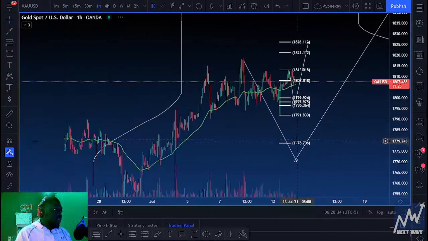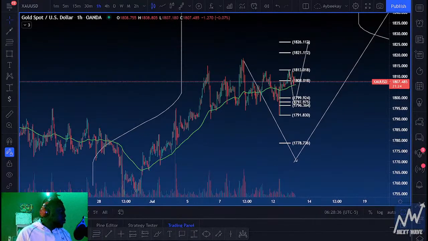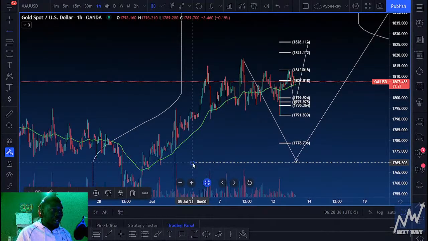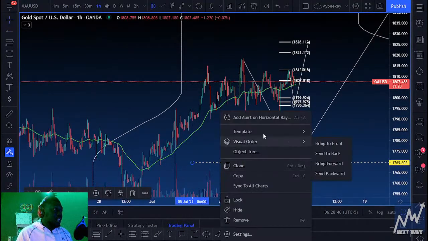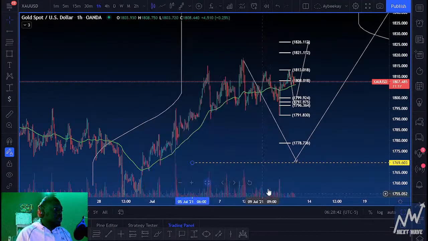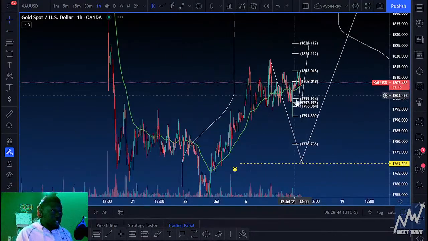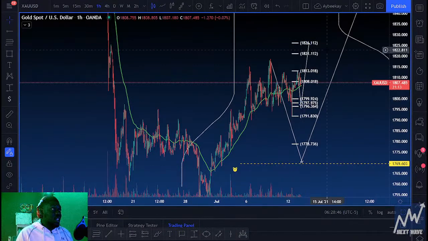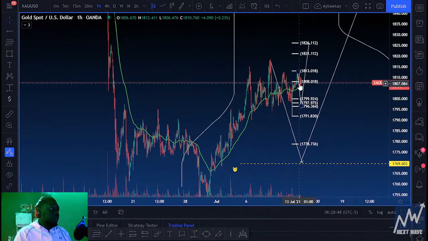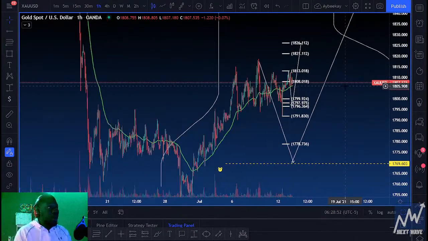I still need that, let me just draw a line right here at 1769. Add horizontal, create. So if price drops down to 1797 and continues going bullish, or if it just goes bullish from here, hey, it is what it is. I'm okay with missing that.